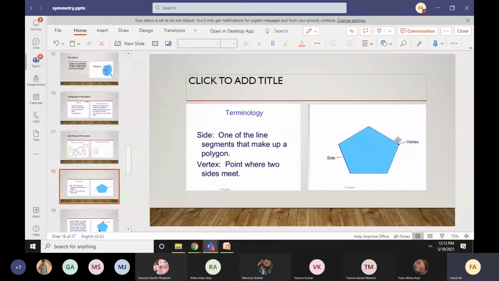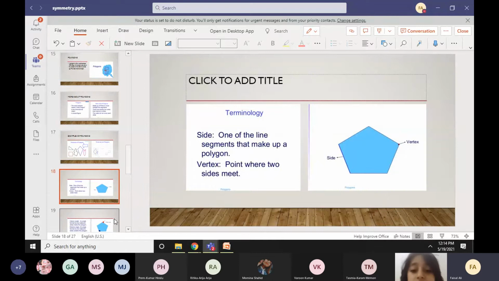Okay, see here. Two lines are meeting at a point. This point is known as a vertex. Where two lines meet, that point we will say is a vertex. This is a vertex, this is a vertex, this is a vertex. So there are five lines and five vertices. A vertex is a point where two sides meet. See here, this is one side, this is the other side. They are meeting at this point, so this point will be called a vertex. Understand about the polygon, side and vertex? Yes, sir.